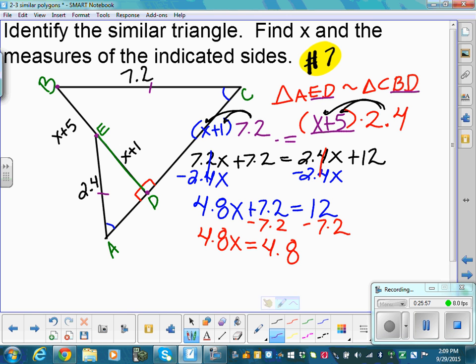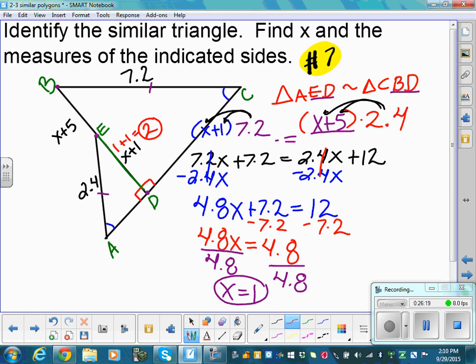Are you following me, people? Divide both sides by 4.8. It's going to be 1. So x is equal to 1. We just solved for x. Now we are done with solving for x. It does say, though, to find the missing sides. So 1 plus 1 is 2. So that side's 2. 1 plus 5 is 6. So the full length is 6. Does that make sense? Okay, awesome.